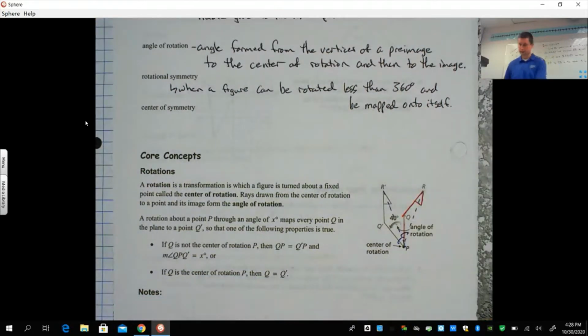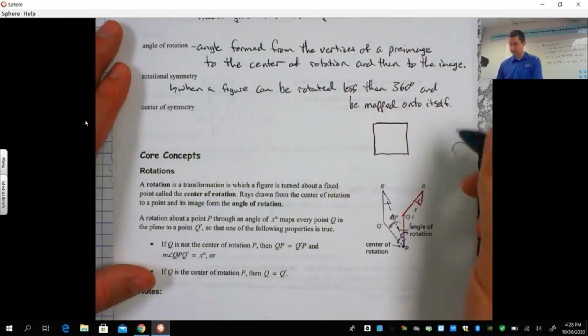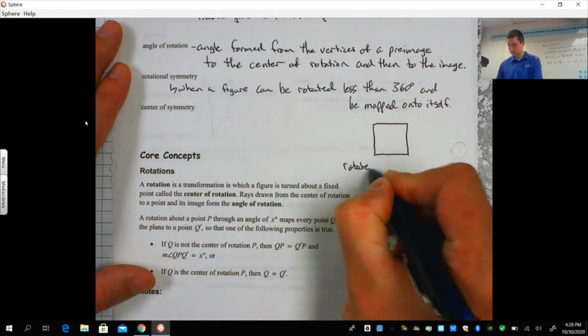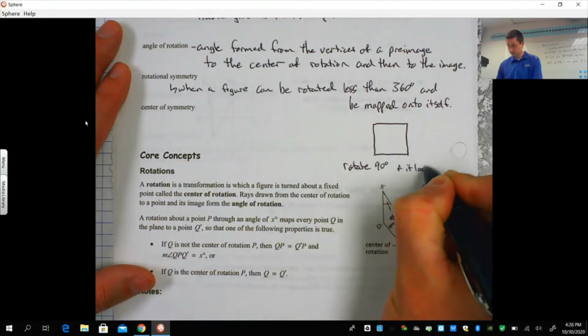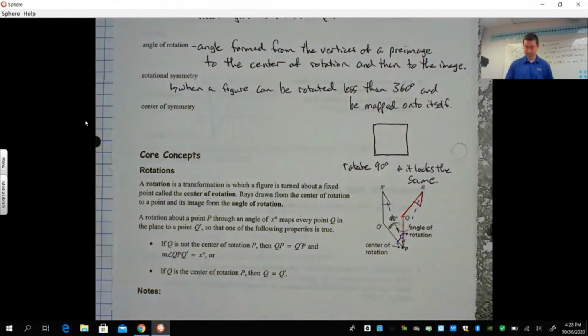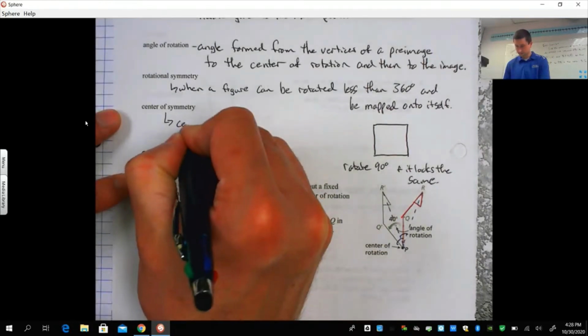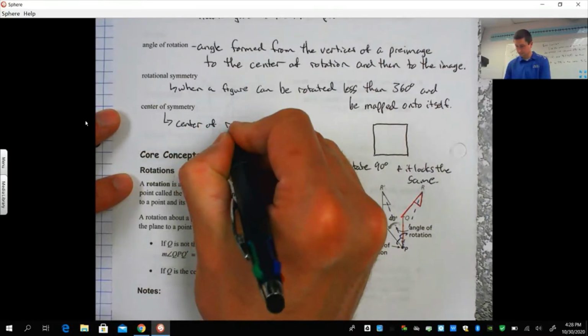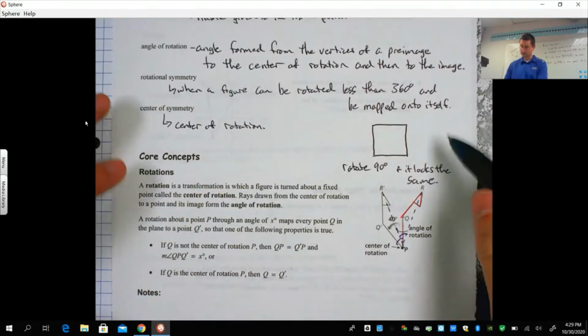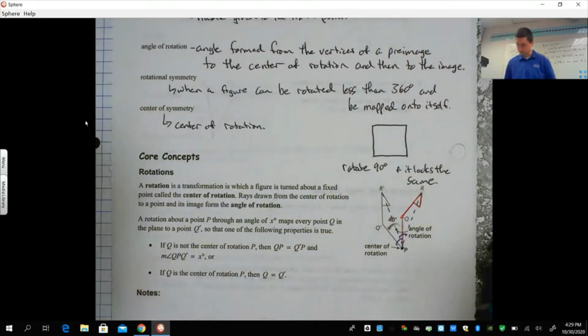Like a square. A square has rotational symmetry. If you draw a square, you can rotate it 90 degrees and it looks the same, so it has rotational symmetry. The center of symmetry is the center of the rotation. Just think of center of rotation. This would have 3-4 lines of rotational symmetry. We'll talk about that here in a little bit.